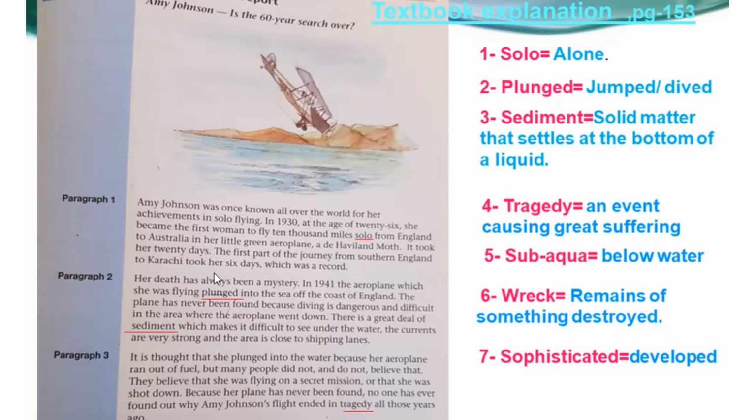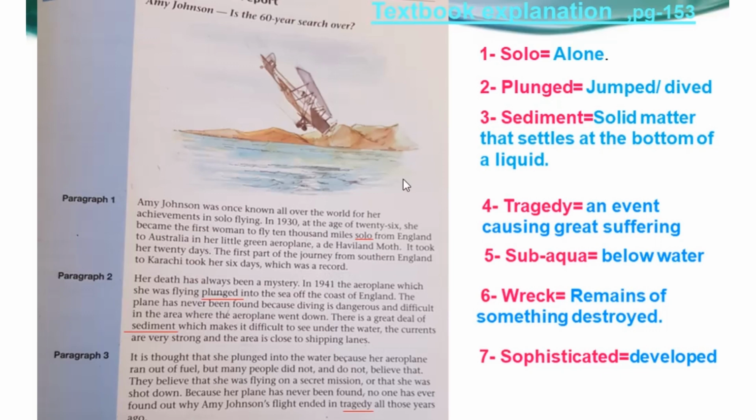Okay, it took her 20 days. The first part of the journey from southern England to Karachi took her 6 days, which was a record. Southern England to Karachi. Karachi is the name of a city in Pakistan. And traveling from southern England till Karachi, how many days did it take? It took her 6 days. That is how she made the world record.